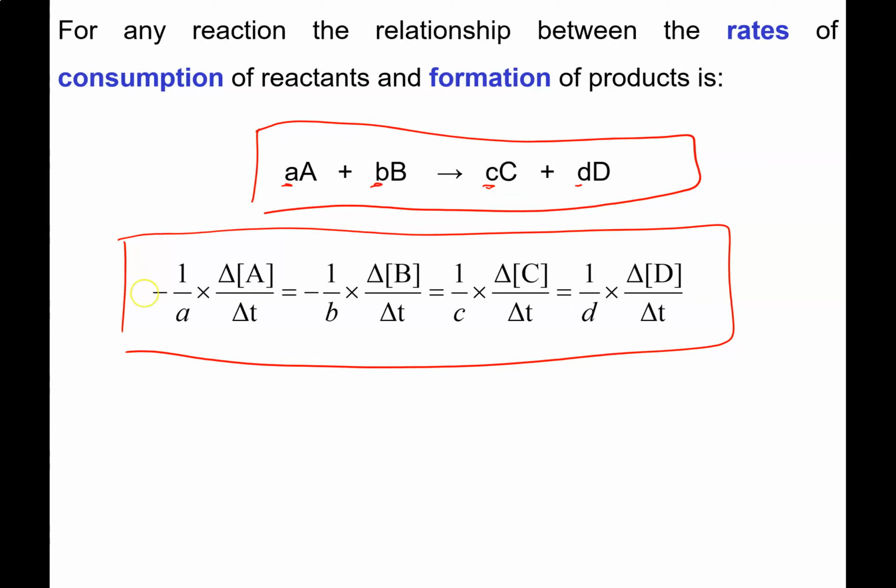So for a reactant, it's going to be the negative of 1 over the reaction coefficient times the change in concentration of that reactant divided by the change in time, and that's going to be the same for each of my reactants. For the products, it's the same, 1 over the reaction coefficient multiplied by the change in concentration of the species over the change in time, but I don't need the minus sign there to keep everything straight. And that's going to be true for each of the products.